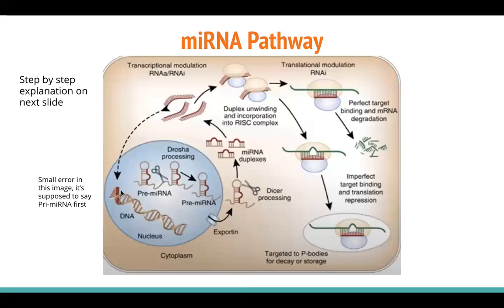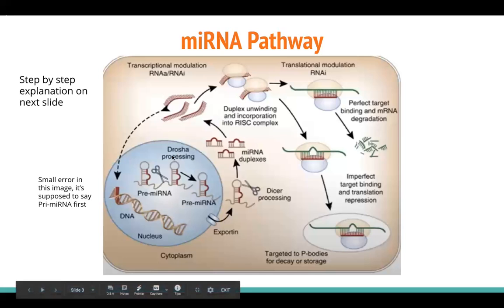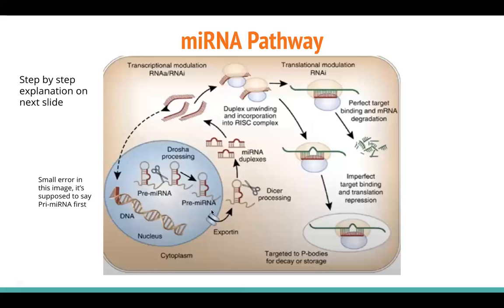But anyway, the cell is going to transcribe this really long single-stranded piece of RNA called the pri-miRNA. Drosha is an enzyme inside the nucleus which cuts the pri-miRNA, and after it cuts it, it turns it into pre-miRNA. So that's why there was a typo here. This is supposed to say pri. After Drosha cuts the pri-miRNA, it turns into pre-miRNA.